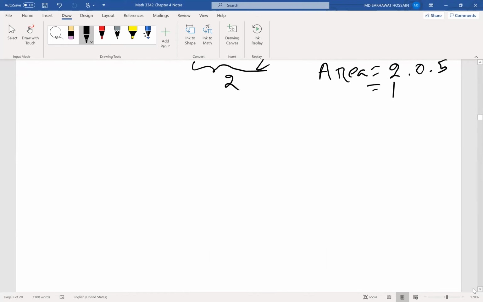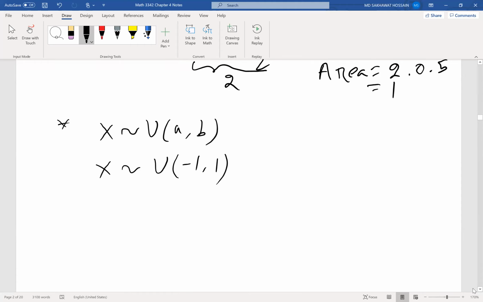So if you consider another function, for example, if I say x is a random variable, and sometimes it is denoted by U(a, b), this means x is uniformly distributed from a to b. And if we have another distribution U(-1, 1), that means X is a random variable which is uniformly distributed from -1 to 1.